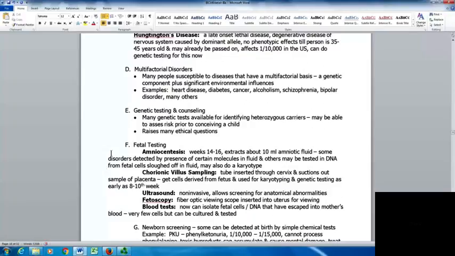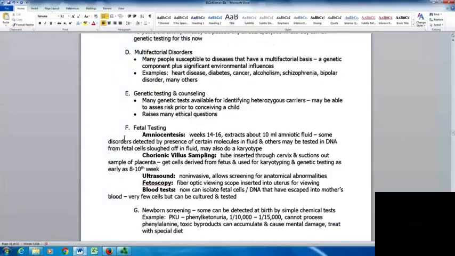We do have some ways of doing fetal testing. With amniocentesis, this is usually done during weeks 14 to 16. About 10 milliliters of amniotic fluid is extracted, and some disorders are able to be detected by the presence of certain molecules in the fluid. Others can be tested in DNA from the fetal cells that are sloughed off in the fluid. This allows you to be able to do a karyotype.